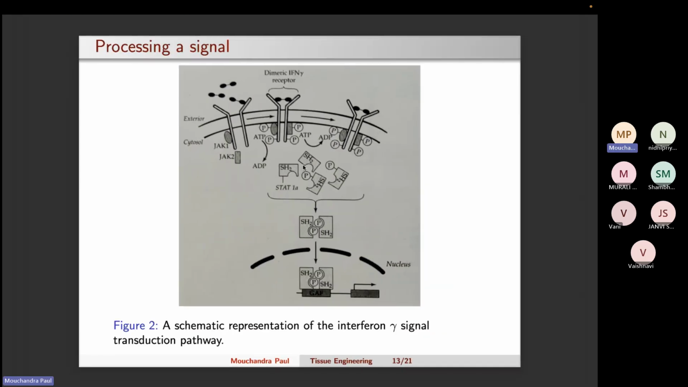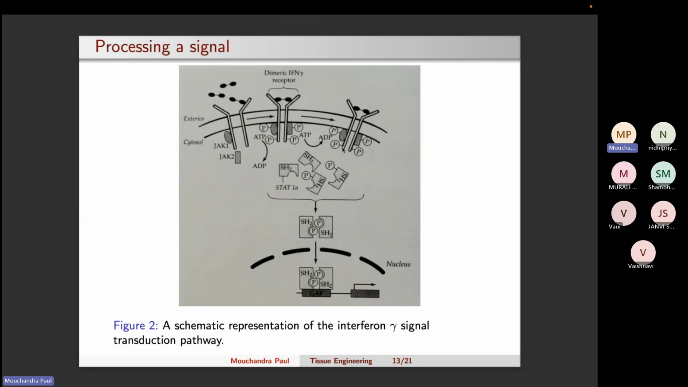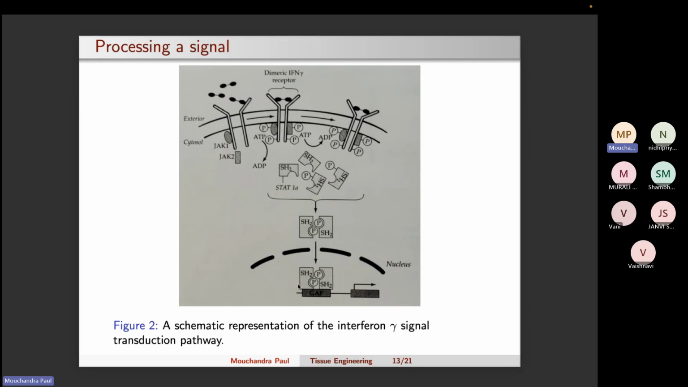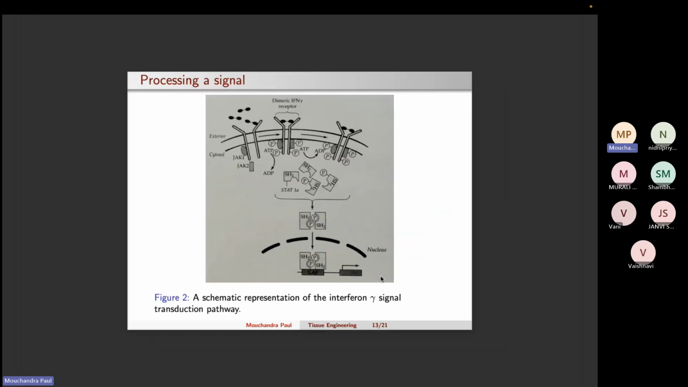Now these phosphate groups have become anchor sites for another type of molecule, that is STATs, signal transducers and activators of transcription. These are again present in the cytosol, and they bind to the phosphorylated receptors, and once they are bound to the receptor, they themselves get phosphorylated. Because of this, they form the dimer. This is the STAT dimer. Now this will act as a transcription factor, and it will go inside the nucleus and bind to the promoter site of a gene and start the transcription process of a particular gene.